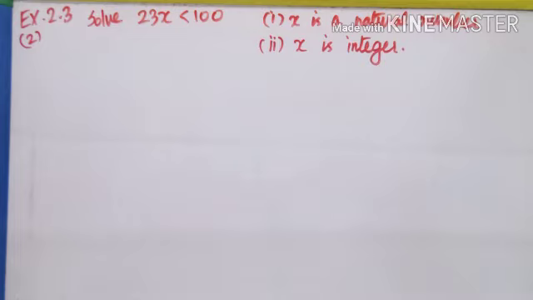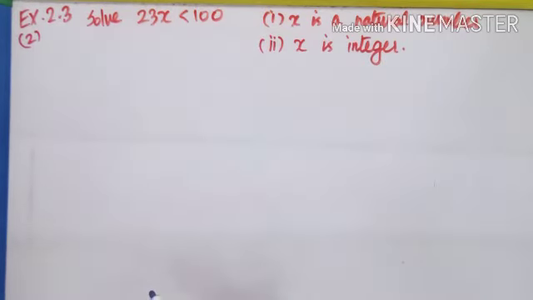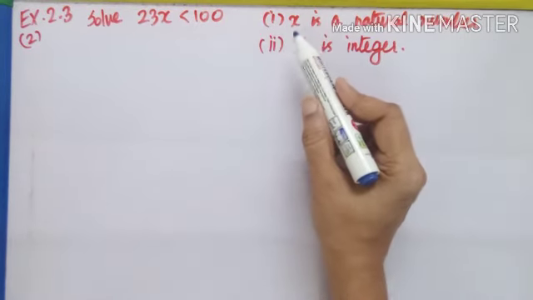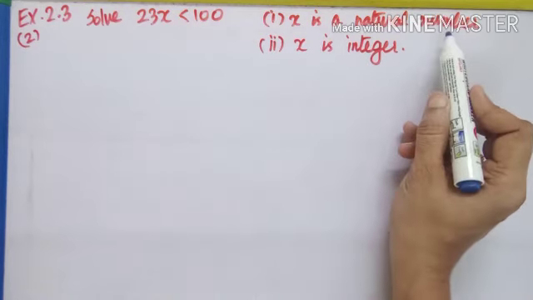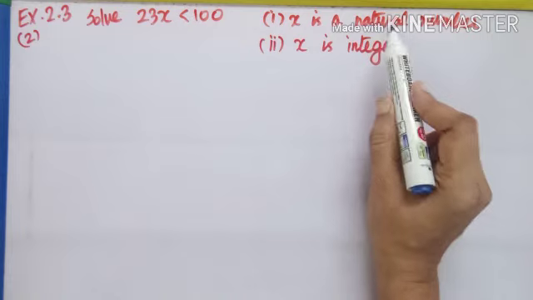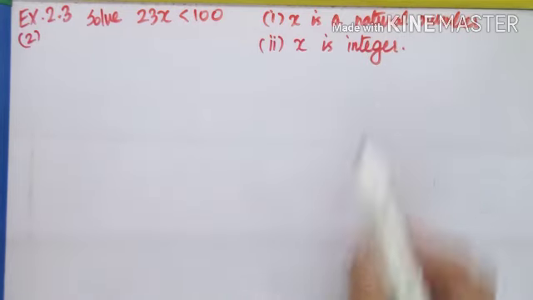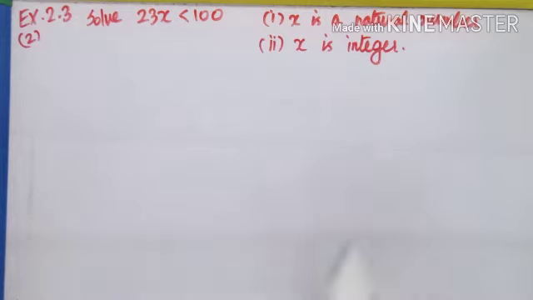Question number 2. Solve 23x less than 100. I have two subsections. Number 1, x is a natural number. What do you mean by natural number? It starts from 1 and goes on as 2, 3, 4 and so on. Number 2, x is an integer, which means you have negative, positive and 0.